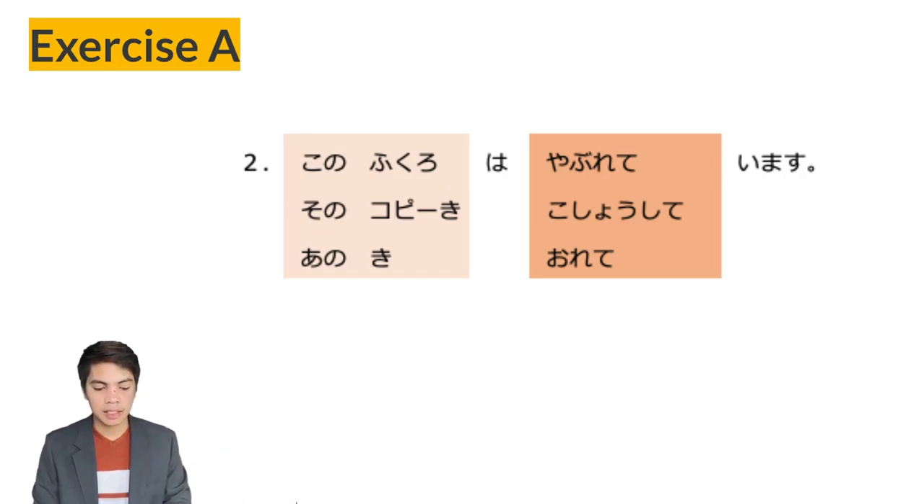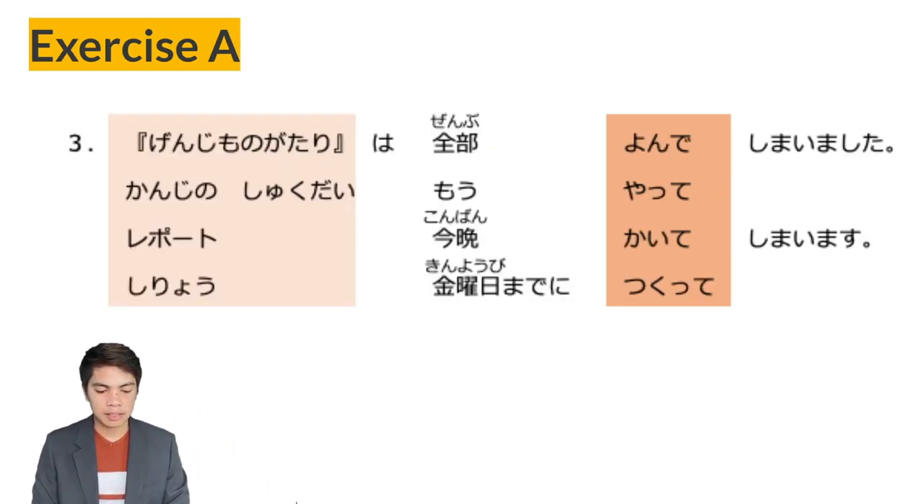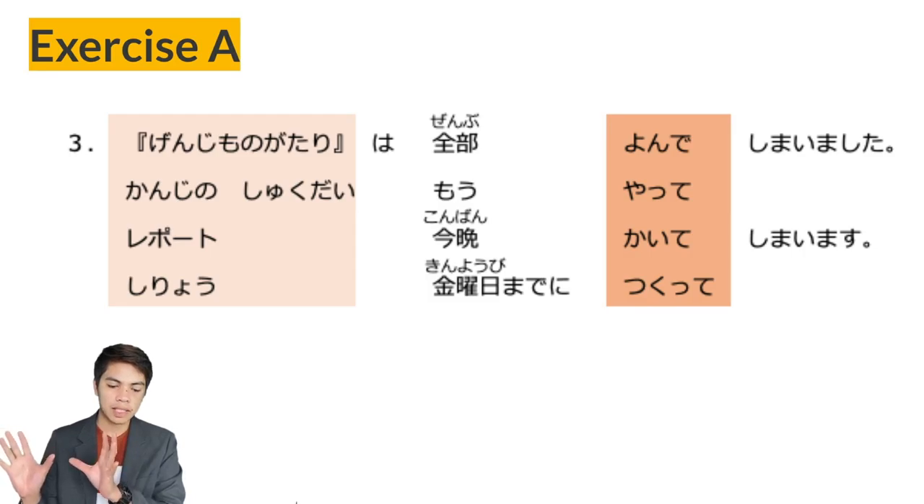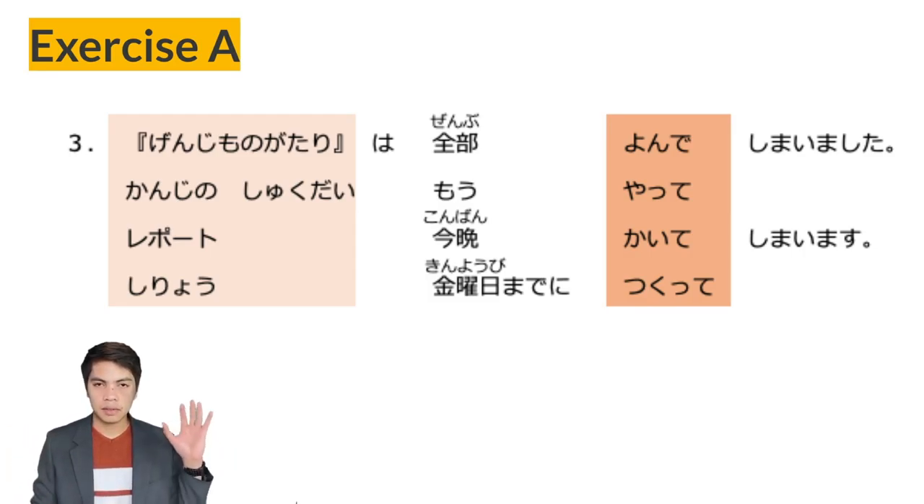Next line, ano ki wa orete imasu. Ano ki wa orete imasu. That tree snapped or broken. From the verb oremasu, to snap or to break, just like a tree. Number 3, Genji Monogatari wa zenbu yonde shimaimashita. So the Genji Monogatari wa zenbu, everything, yonde shimaimashita. I finished reading the Genji Monogatari.